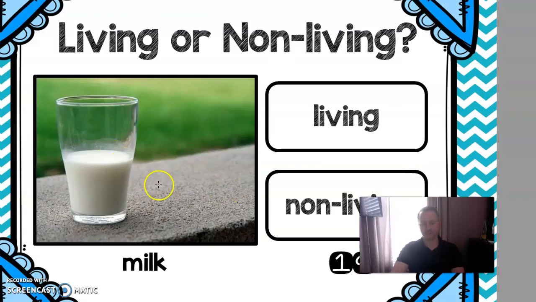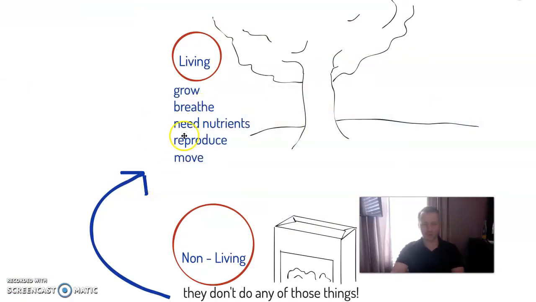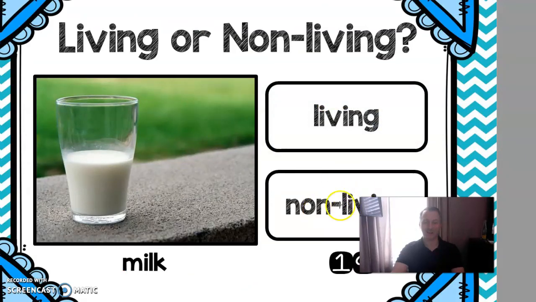Look at milk. Is milk living or non-living? What do you think? Does it grow? No. Does it need nutrients? No. Does it breathe, reproduce, or move? No. Milk is non-living. And milk is actually one of the things that would be called a nutrient, which is like water. But it's non-living.